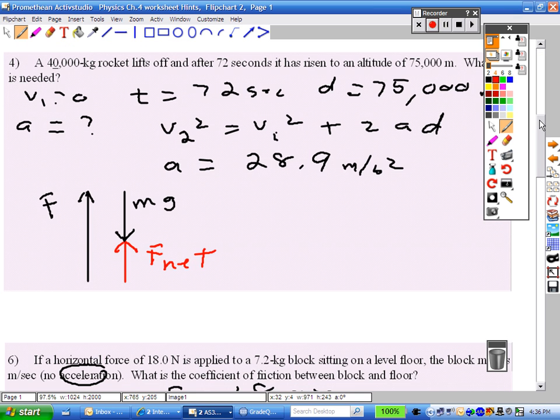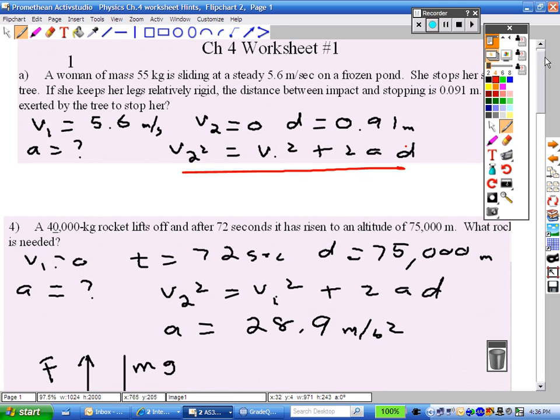Let's get back to that. V2 squared equals V1 squared plus 2AD. Then after that, why not use net force equals MA? Awesome.